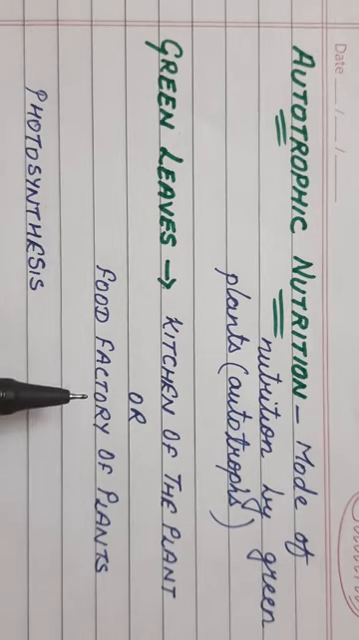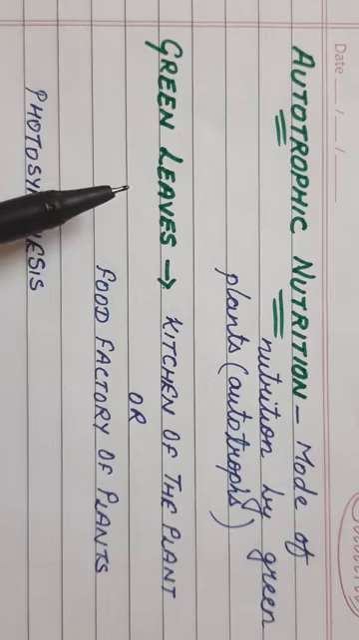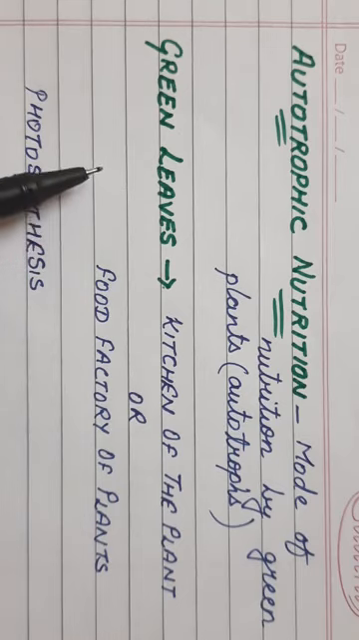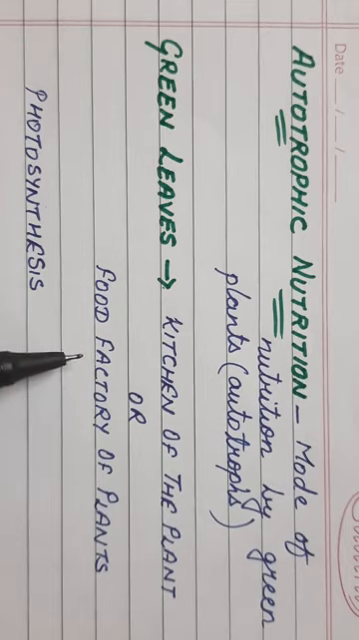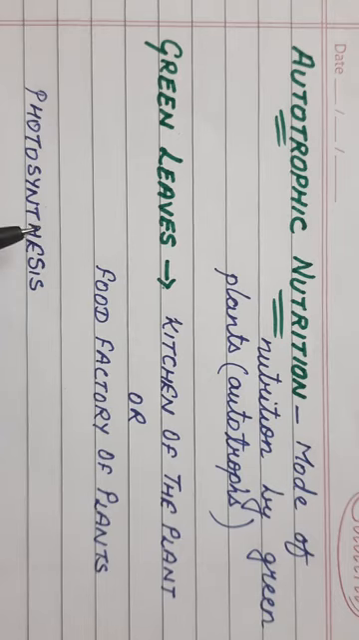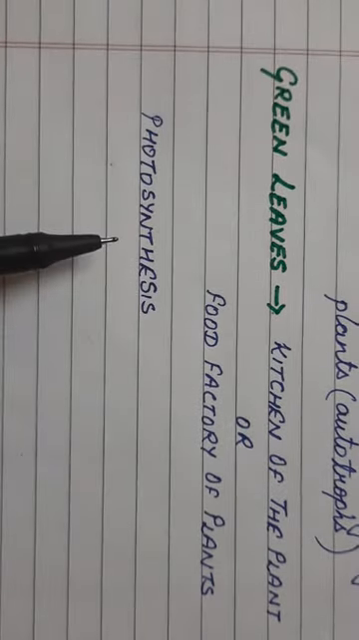See, in your home, who prepares food for you all? It is your mother who prepares the food for you all. Okay, so in the same way, in the plant, it is the green leaves which prepare the food for the plant. So that is why they are called the kitchen of the plant or the food factory of the plant. Now, how do these green leaves prepare the food? The green leaves prepare the food by the process of photosynthesis. This you have already studied in class 6, that the process is called photosynthesis.